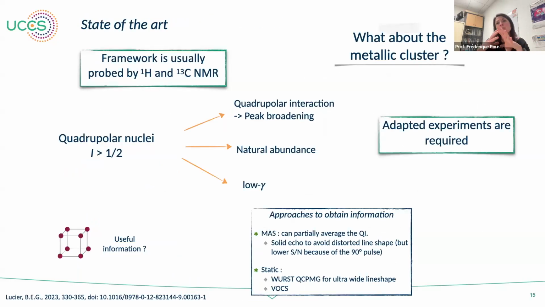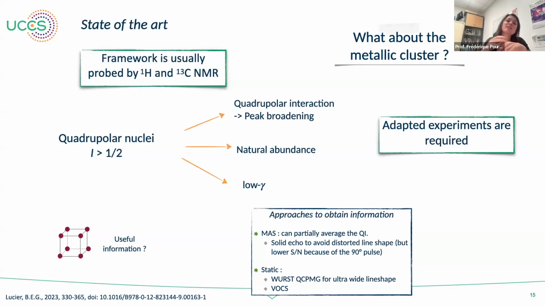But here, what I talked about is only the proton NMR and carbon-13 NMR. The goal of the study is more to observe the inorganic cluster. But looking at the inorganic cluster is more complicated because usually you have quadrupolar nuclei. In the case of UiO-66, you have zirconium-91 and oxygen-17. Unfortunately, you have a quadrupolar interaction that implies peak broadening of your sample.